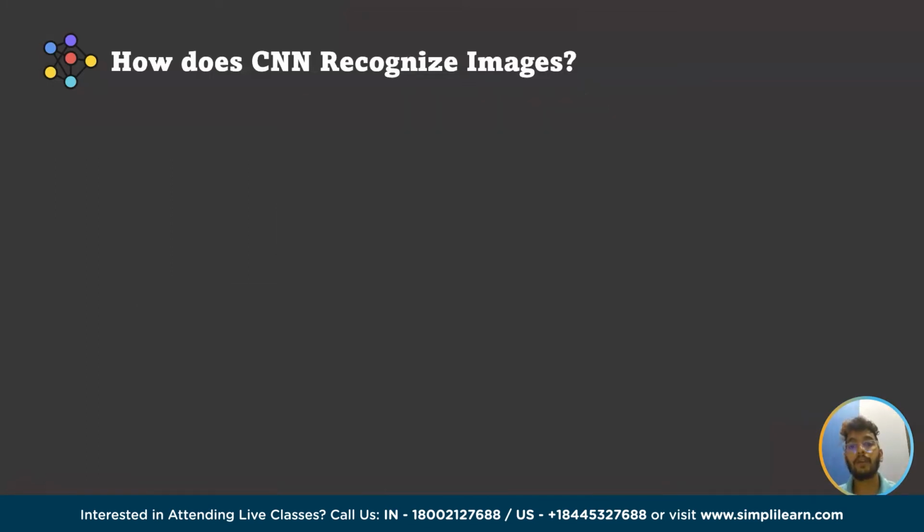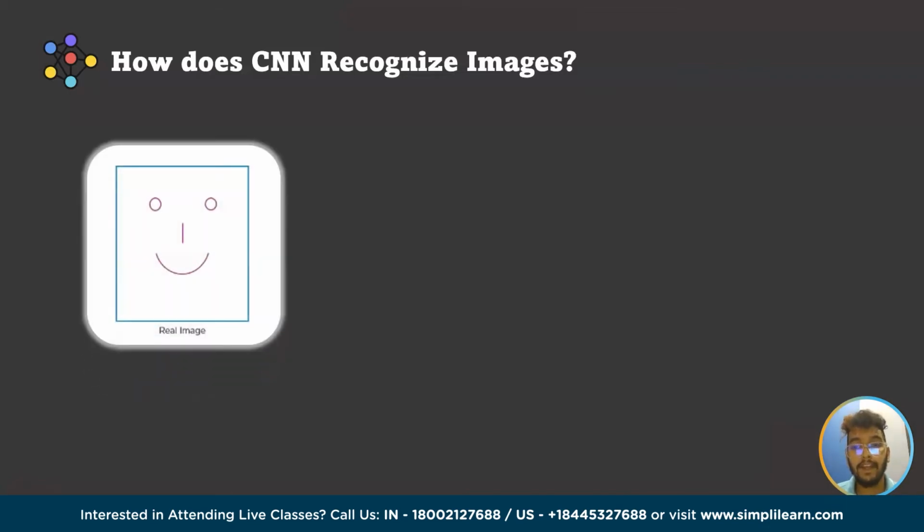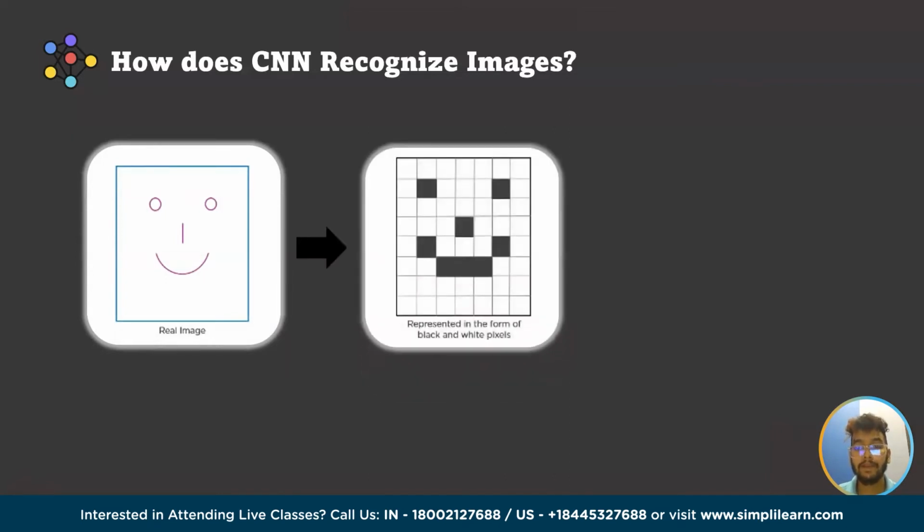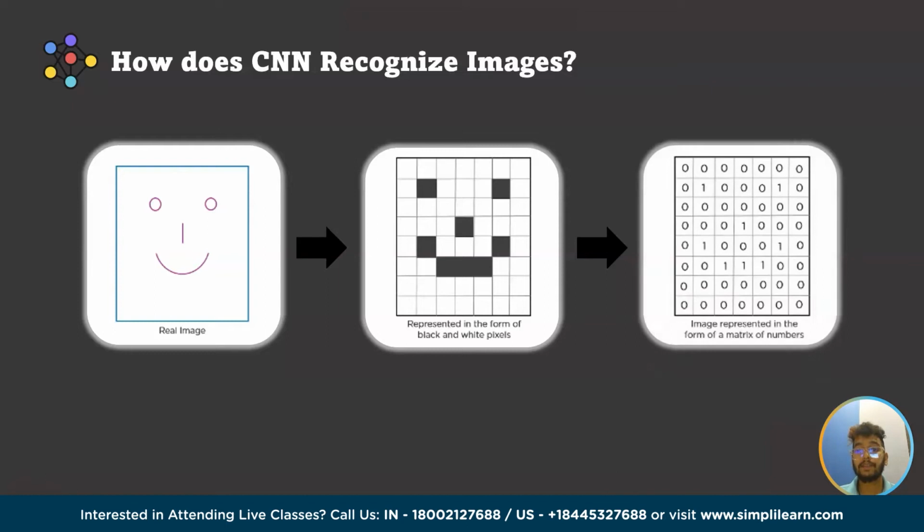Here is another example to depict how CNN recognizes an image. So consider this is a real image. Now it is represented in the form of black and white pixels. And this image is represented in the form of a matrix of numbers. Here you can see the black part has the value one. So the image is represented in the form of a matrix of numbers. As you can see from this diagram, only those values are lit that have a value of 1. This is how CNN recognizes images.